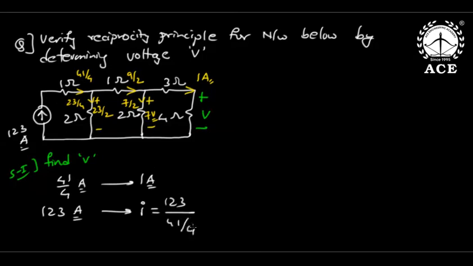123 by 41 by 4, that is 12 amperes. But I need V. So V is that current into resistance 4. That is 12 fours are 48 volts. See sir, how I got 48 volts.